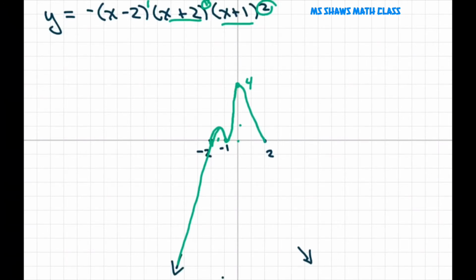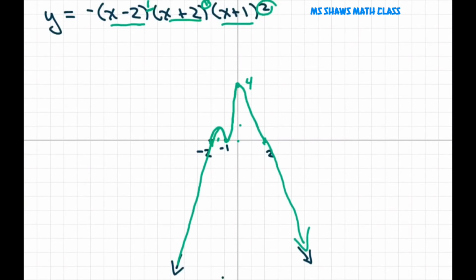So when you hit 2, that's this portion. That has a multiplicity of 1 here. So that means you can cross, and there it is. All right, so there's the kind of shape of the graph.